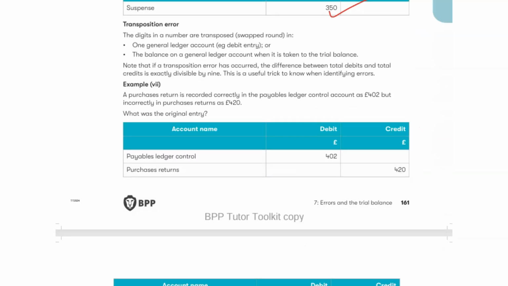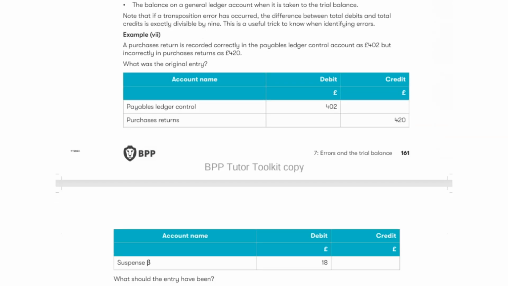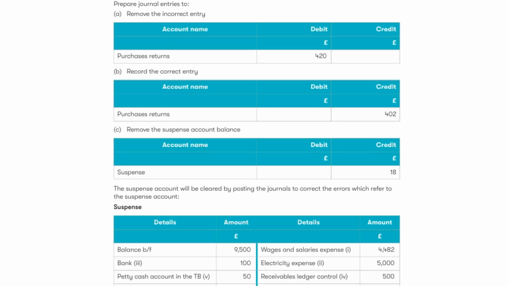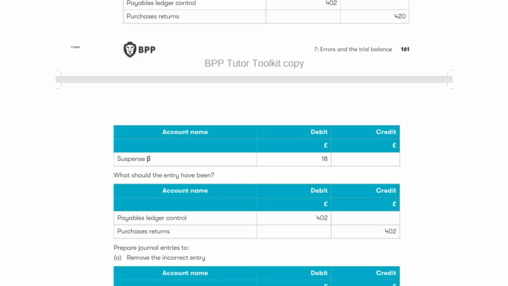While doing the transposition error, we have one more transposition, then we do the suspense account. Purchase return was recorded correctly in the payables ledger account. 402 is correct, do remember. 402 is correct, and payables ledger is also correct. But it was recorded incorrectly in the purchase return account. Purchase return is a credit account. We have shown it 18 higher, so we need to make it 18 down. The purchase return, debit 18, suspense credit 18. That is our ultimate goal.